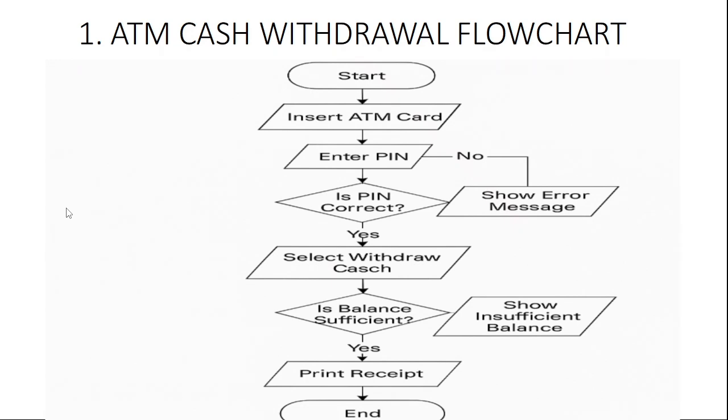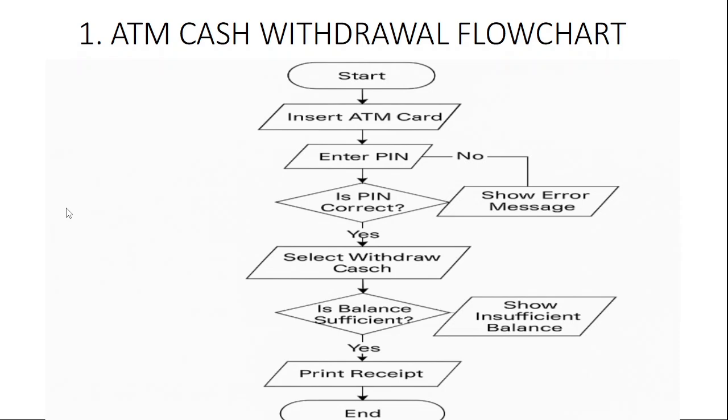Now we want to explain the real life applications of flowcharts. In our previous class we discussed algorithm, and we made use of a real life application of algorithm using ATM cash flow. Same thing here, we are going to make use of a real life application, that is ATM cash withdrawal. The first step is to start the flowchart using an oval shape, which means you are starting the flowchart diagram.